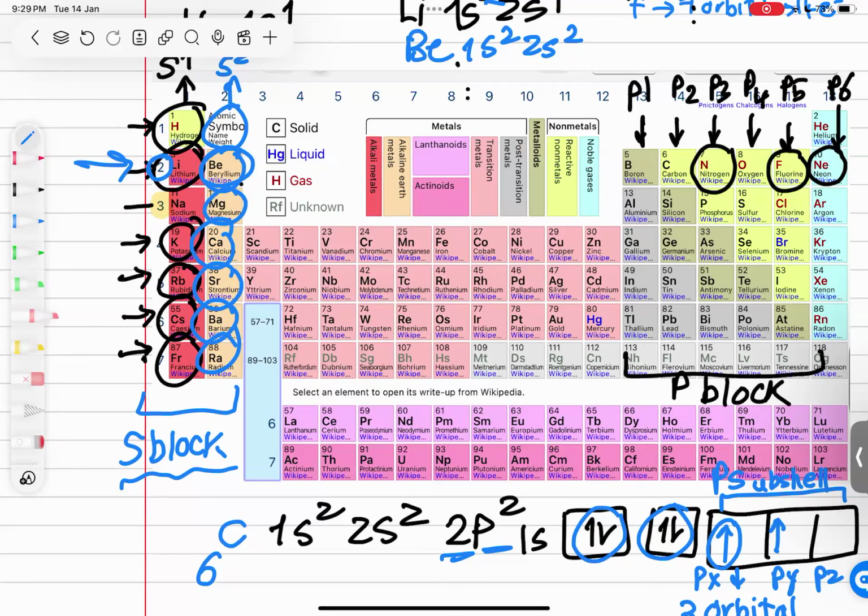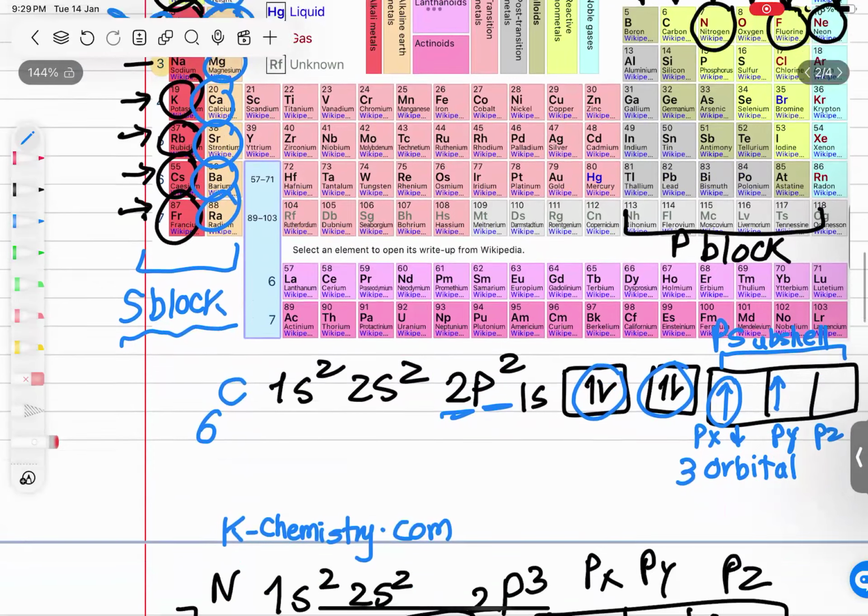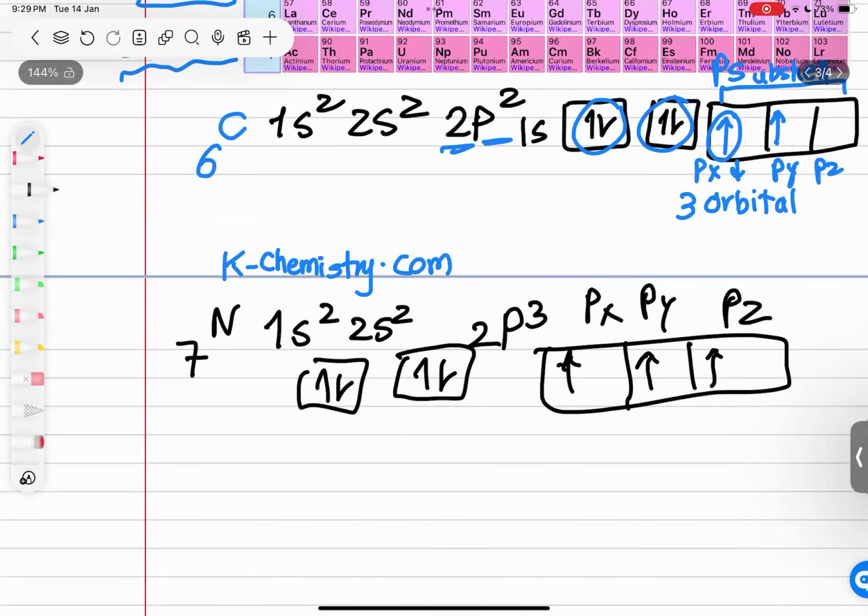Now, what if I try to make a mistake? I try to make after 2P, 3P. I will ask you, you want to go to 3P? Okay, but what about this? These two, why did you miss this 2S block? So you will never forget. Let's see the oxygen, fluorine, and neon in one shot. Oxygen, fluorine, and neon in one shot.